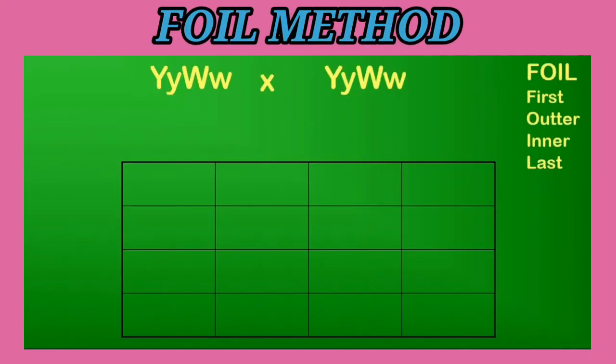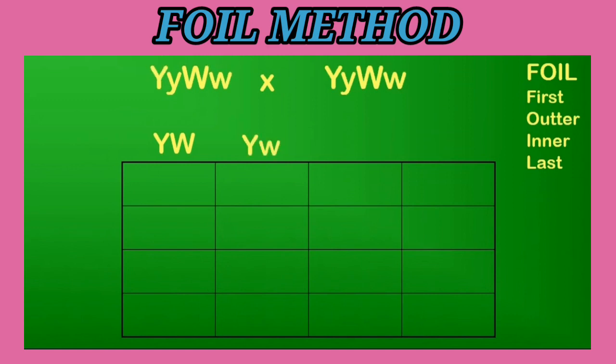Now, let's use the FOIL method, which stands for first, outer, inner, and last. Let's start with the first. It should be this capital letter Y and capital letter W. Let me show you that. So that's your first gamete, and you have to write it down over here. Next is the outer. We have capital Y and small w, and then you write it down over here.